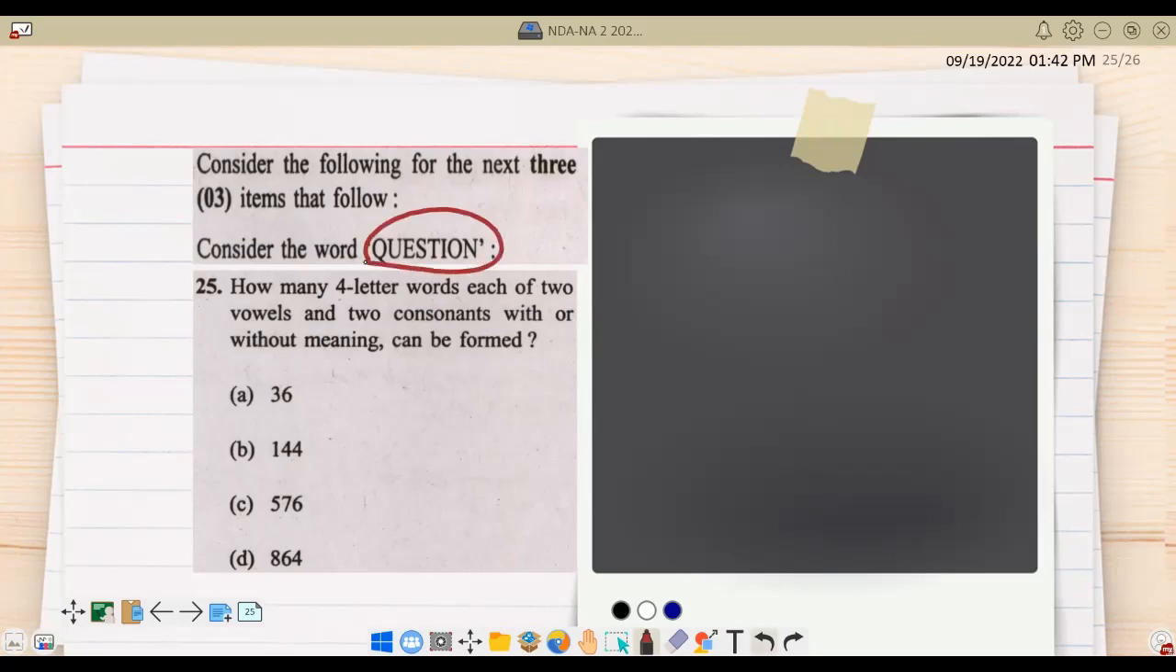In this question, they have given the word question. Based upon this, they have asked three questions following from that. First question is, how many 4-letter words, each of 2 vowels and 2 consonants, can be formed? So they are asking to find 4-letter words with 2 vowels and 2 consonants. First, we have to specify how many vowels and how many consonants there are. So the vowels are U, E, I, O, and the consonants are Q, S, T, N.